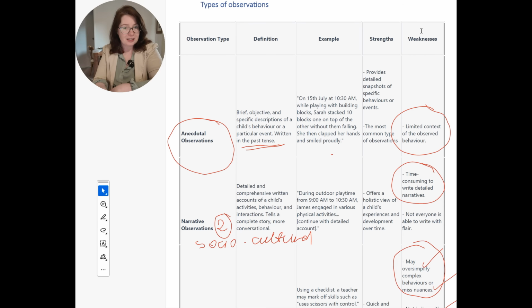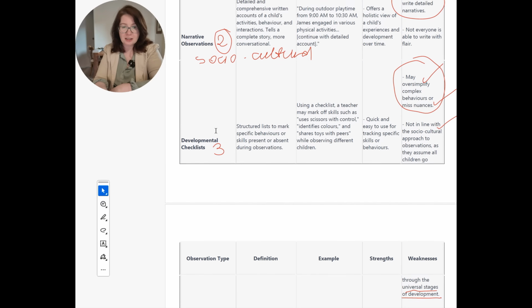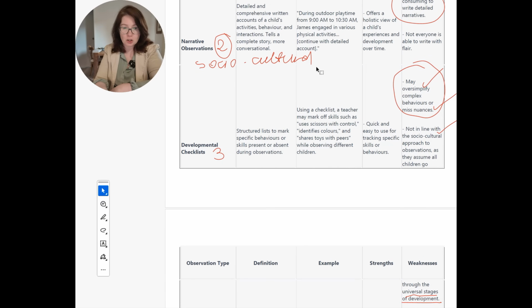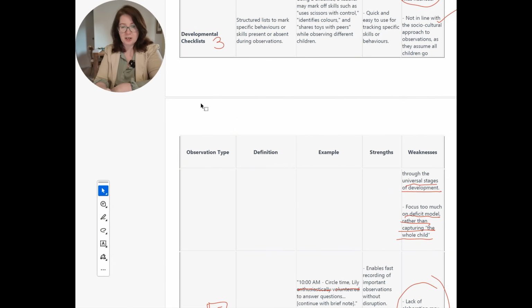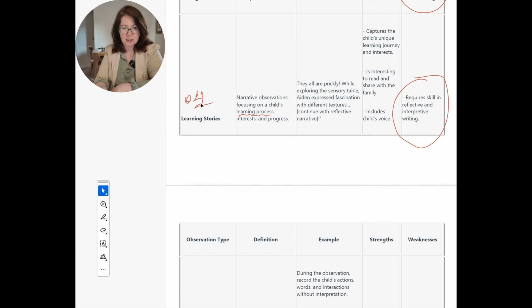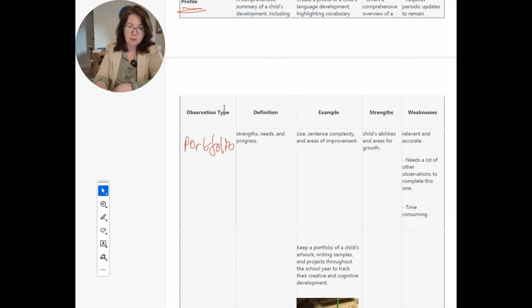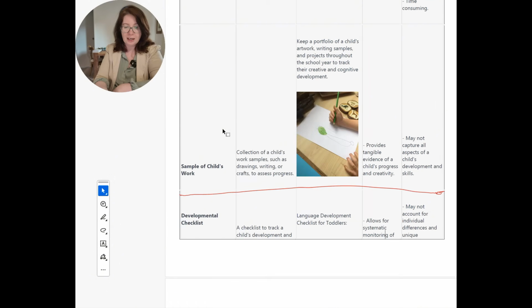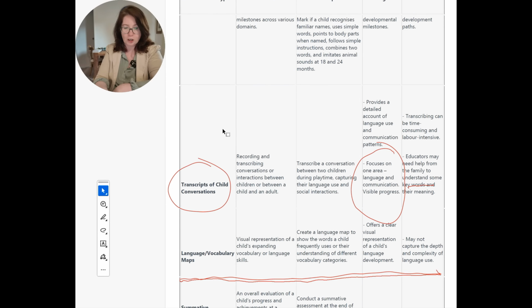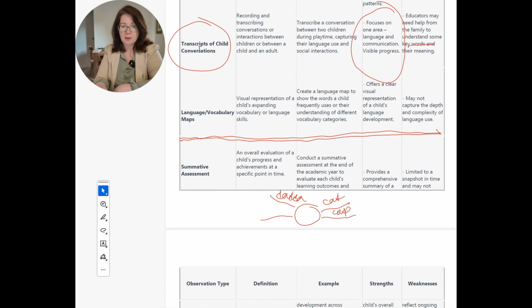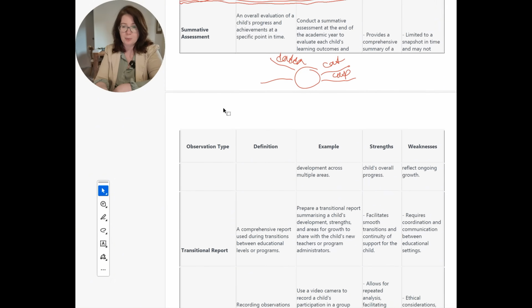Here is what we covered. Anecdotal observations, narrative observations that are social cultural model. We talked about developmental checklists, jottings, learning stories, running record, event sample, profile or portfolio, and sample of children's work. We also talked briefly about transcript of children's conversations and language map.